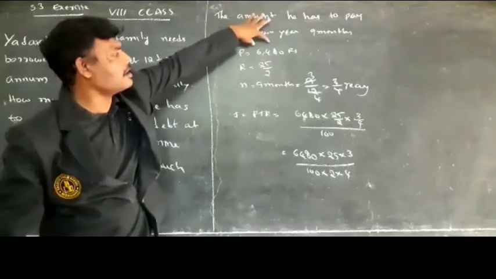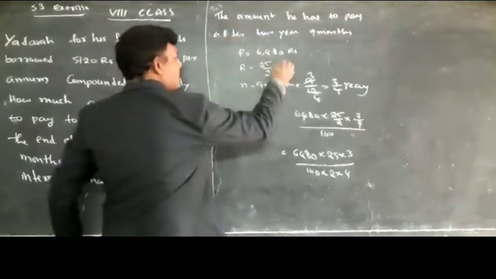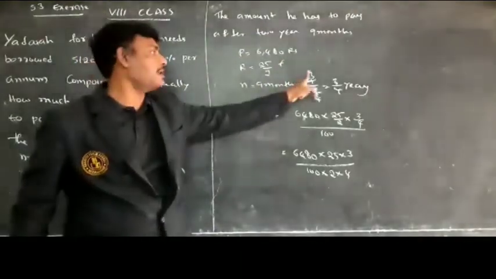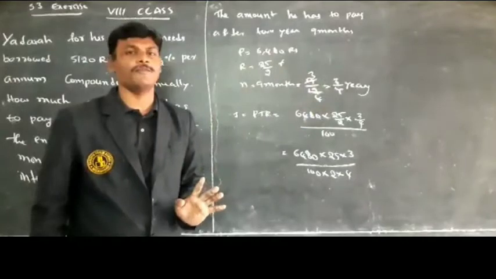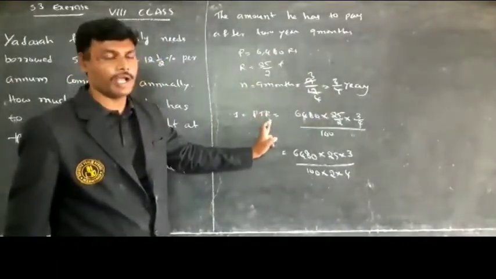P is equal to 6,480 and R is equal to 25 by 2 percent. N is equal to 9 months. This month I am converting into years. It means 9 by 12 is equal to 3 by 4 years. To find the interest, what is the formula? I is equal to PTR by 100.